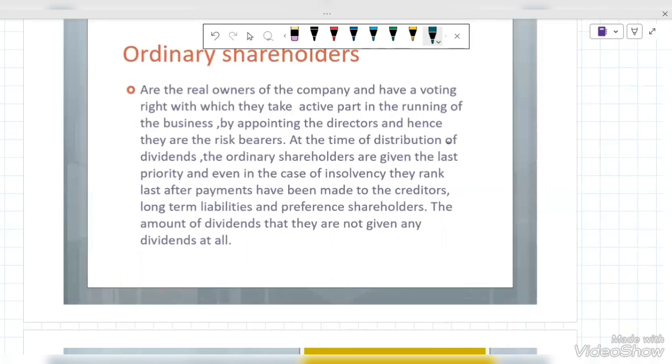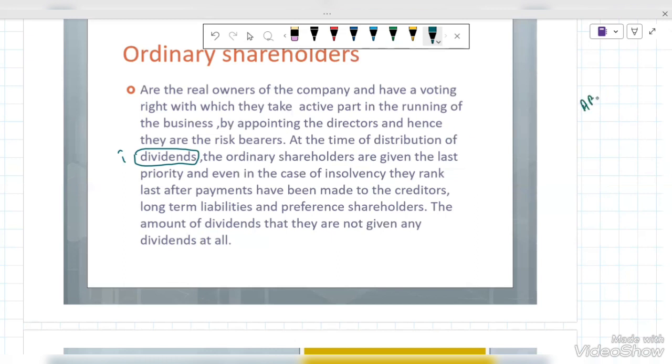At the time of the distribution of dividends, like at the end of the year, so what is a dividend basically? Dividend is basically the amount or the percentage of profit. At the time of the distribution of dividend, the ordinary shareholders are given the last priority, and even in the case of insolvency, they rank last, after payments have been made to the creditors, long-term liabilities, and the preference shareholders. So what does it mean basically?